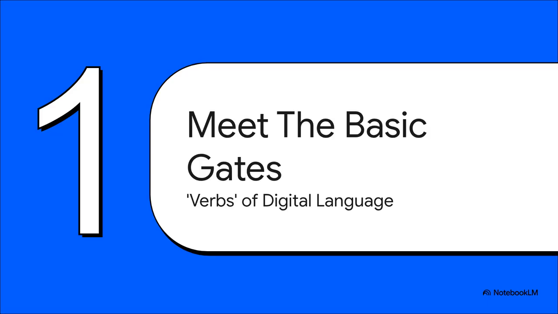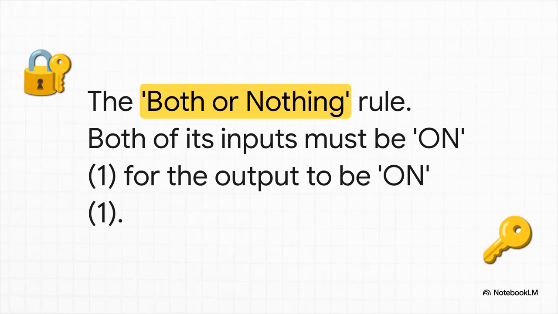First up, you've got to meet the three most fundamental gates in the entire digital universe: AND, OR, and NOT. Seriously, these three are the foundation for everything that comes next. Kicking things off, we've got the AND gate. The easiest way to think about this one: imagine a high-security vault that needs two keys turned at the exact same time to open. Its rule is simple: both or nothing. Both of its inputs have to be on for its output to turn on.